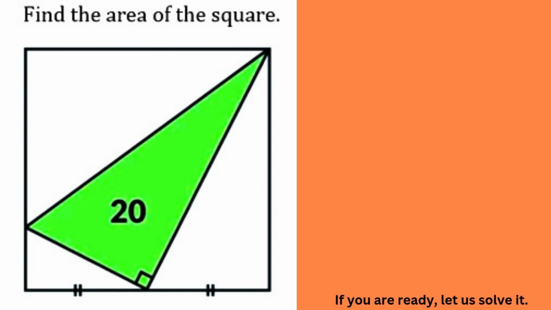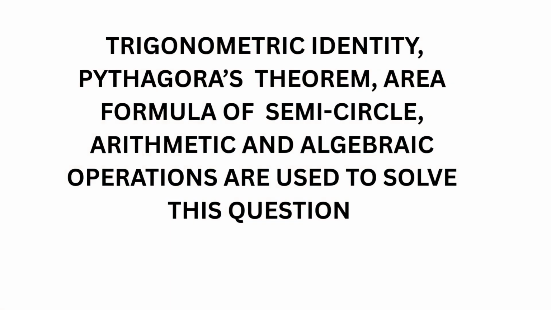Find the area of the square. Given an inscribed green right triangle of area 20 square units. Trigonometric identity, Pythagoras theorem, and the area formula of a semicircle, along with arithmetic and algebraic operations, are used to solve this question.